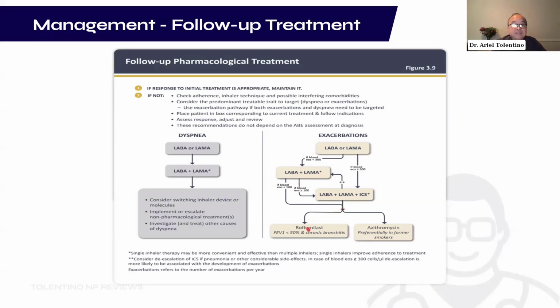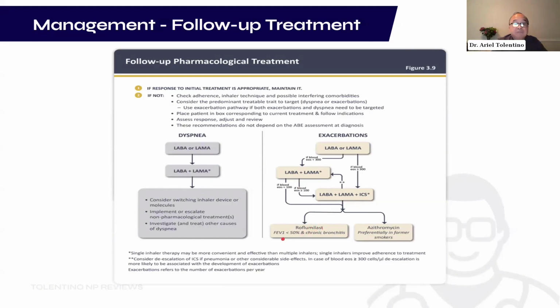Number one is the addition of roflumilast. Roflumilast is a phosphodiesterase 4 inhibitor. This is an anti-inflammatory agent, and it is best added to those regimens that I was discussing earlier.